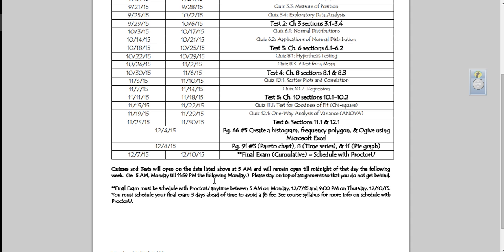The final exam. Our testing week for finals at Thomas University is the 7th through the 10th of December. Because we have to use ProctorU, the online proctoring service, for this particular exam, I just open it up at 5 a.m. on December 7th, that's a Monday, and you have to have your test completed by 11:59 p.m. on the 10th, that's a Thursday.